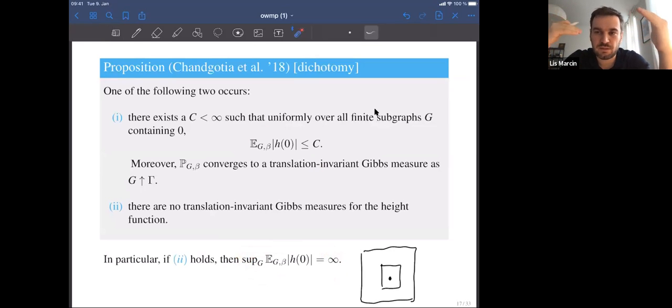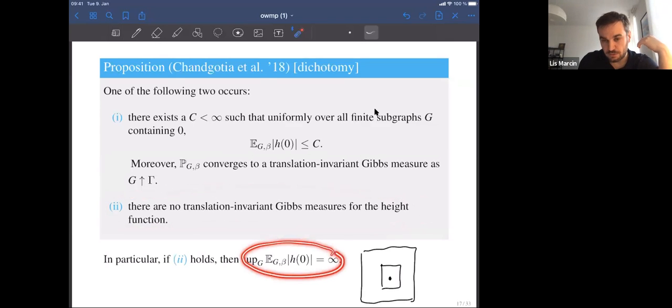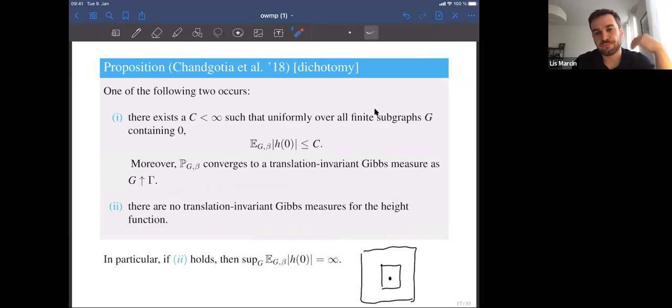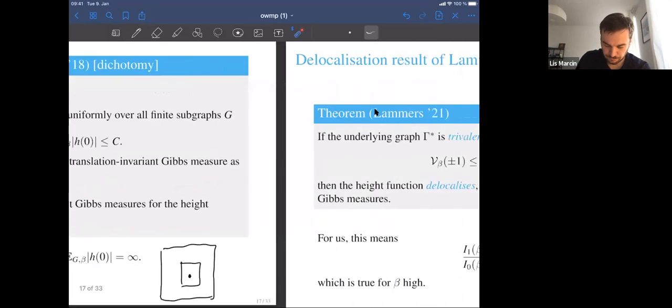So it is expected that there should be a phase transition, and it should happen at the same point for both models. And the point of our argument is that, by a result of Pete that I will mention now, we know that at low temperatures we are actually in the second case of this scenario, where this expected value diverges. And then our argument will translate that into the power law decay of spin correlations.